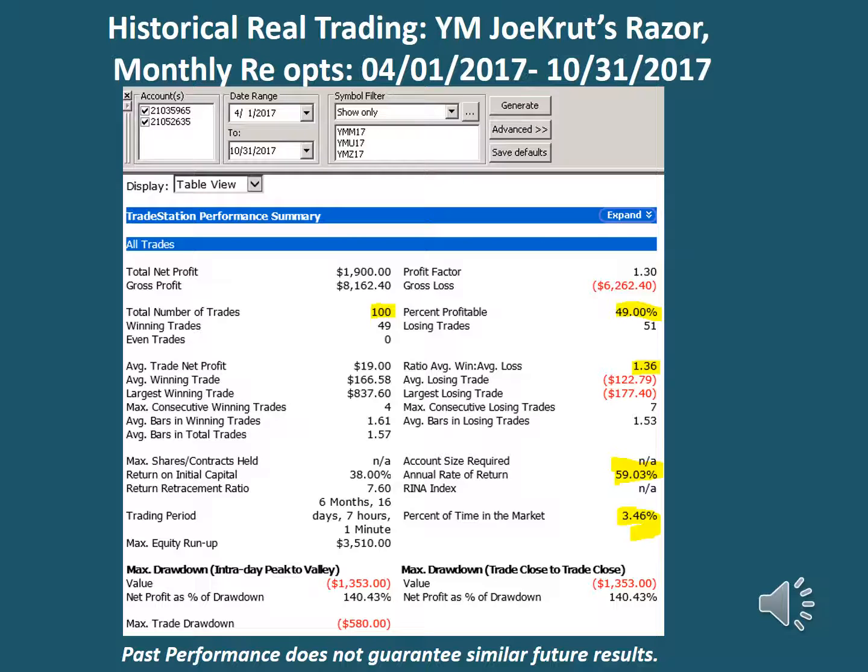Percent of time in the market was only 3.46%, and so it's pretty decent. But you can see the average trade size was very small. It's only 19 bucks, and these are real time after slippage and commission, etc. But in a nutshell, in this environment where you get 1 or 2% at the bank, it made 59%. And you know they put that guy in jail for talking about 15%. So I guess enough said.